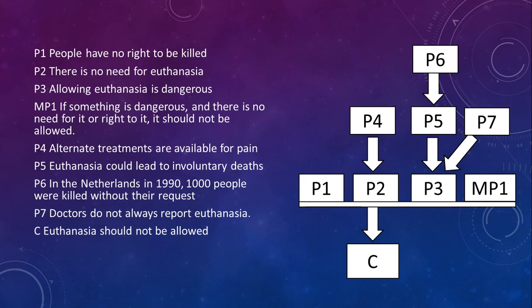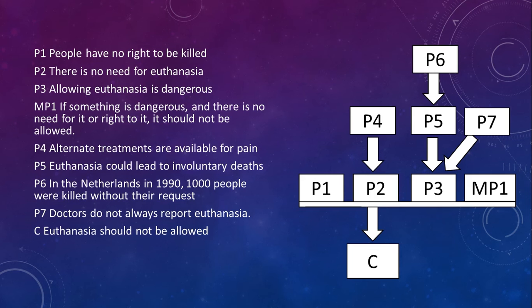Sorry, what's your name? Alyssa. Alyssa gave us the missing key to this argument, which was somehow connecting things not being right or things being dangerous to it shouldn't be allowed. And I think that was the key to connect a bunch of the main moving parts of this argument to the conclusion. So I've elaborated that a little bit and tried to bring more parts into it. So if something is dangerous, there's no need for it or right to it, it should not be allowed. And I think that's the assumption made by this argument, right?